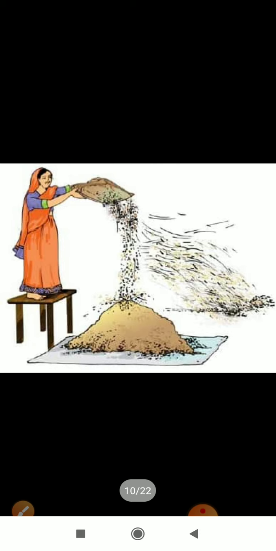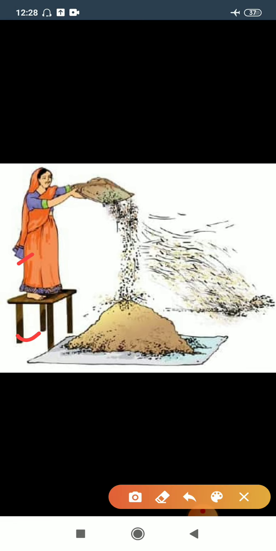In the next picture you can see the lady is standing at the table, and in her hand one plate-like structure is given. It is called a winnowing fan. Okay, you need to remember all these terms. This equipment is called a winnowing fan.